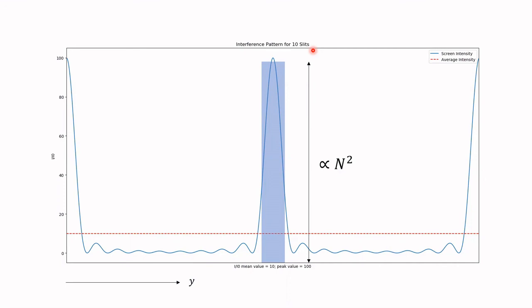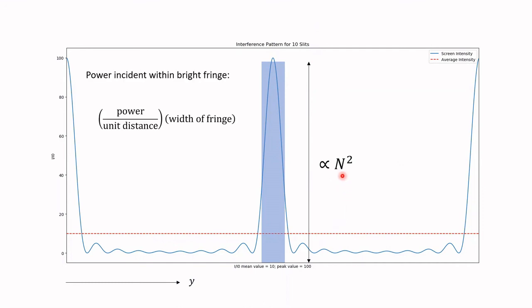All of that to say that when you look at the intensity pattern for n slits, the peak intensity in the center of the bright fringes is n squared times the intensity from a single slit individually. That's one of the facts we need right now. For n slits, the peak intensity within a bright fringe is n squared times the intensity from one slit alone, which is what I've stated here. So the height of the curve depends on the square of the number of slits.